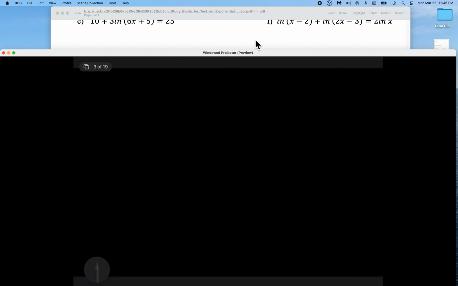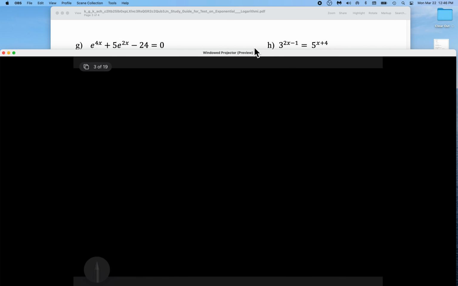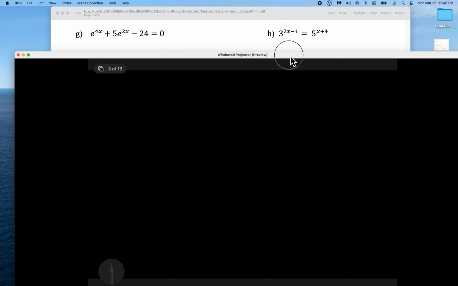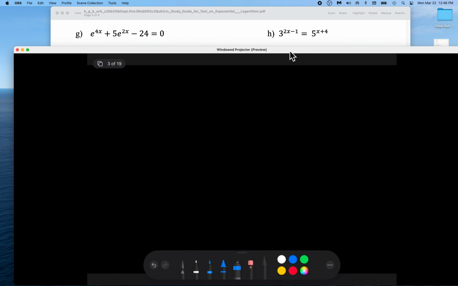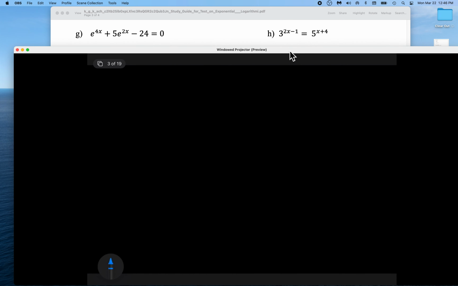What's next? Okay. So G is a very interesting problem. We've seen these before. I've talked about them on some of my other videos. This is a hidden quadratic equation.